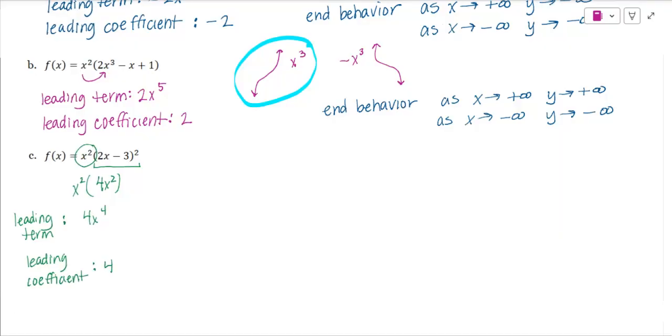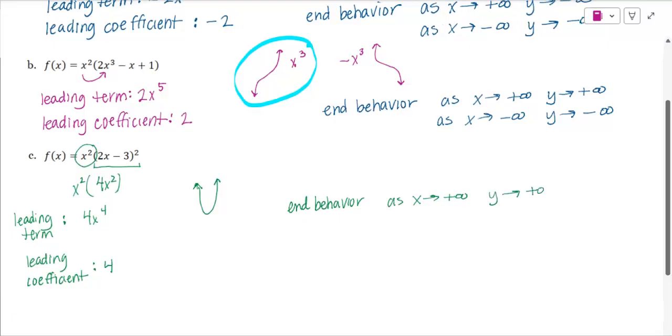All right. So since this is to the fourth power and we have a positive leading coefficient, we know that our graph is going to look like this, like an x squared graph. So for our end behavior, as x goes towards positive infinity, y is going up to positive infinity. And as x goes towards negative infinity, our y values are also going up to positive infinity.